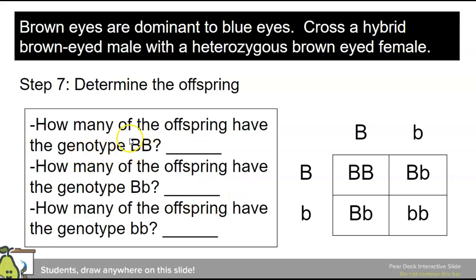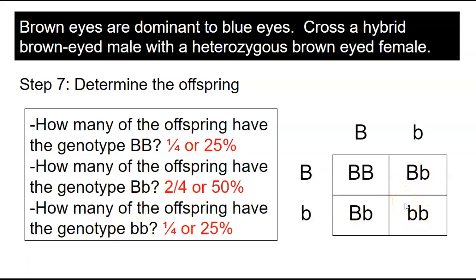How many have the genotype big B, big B? We just look at our squares, that's 1 out of 4. How many have big B, little b? 2 out of 4. How many have little b, little b? 1 out of 4. So now you just did the genotypes, the letters, and the phenotypes, the physical appearances.